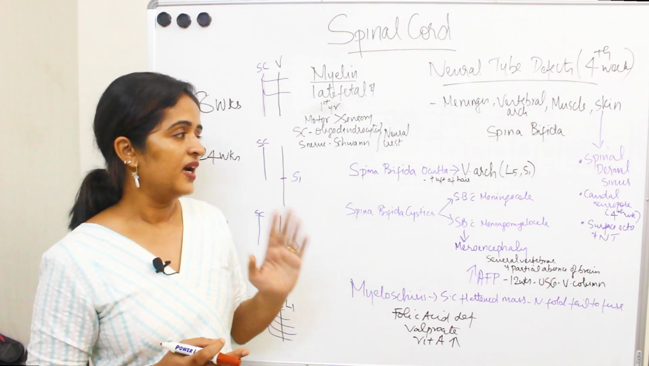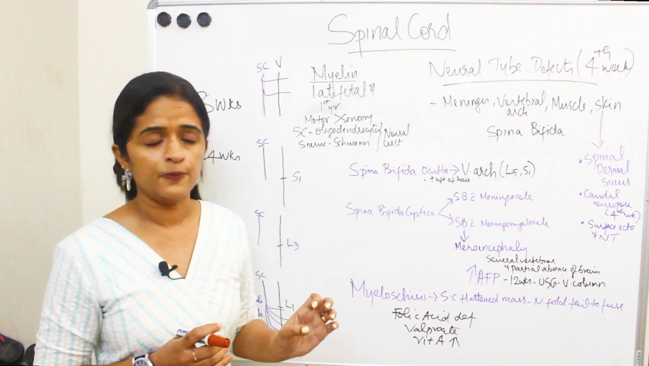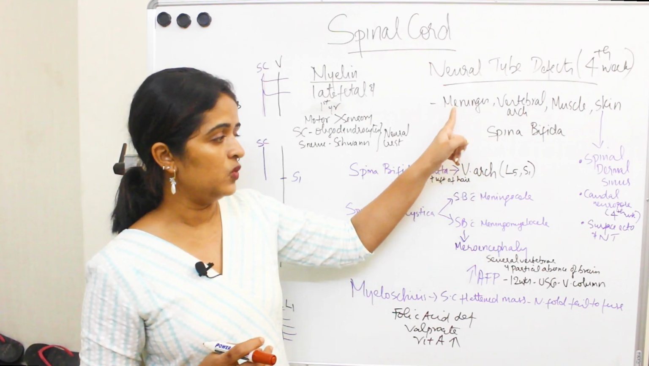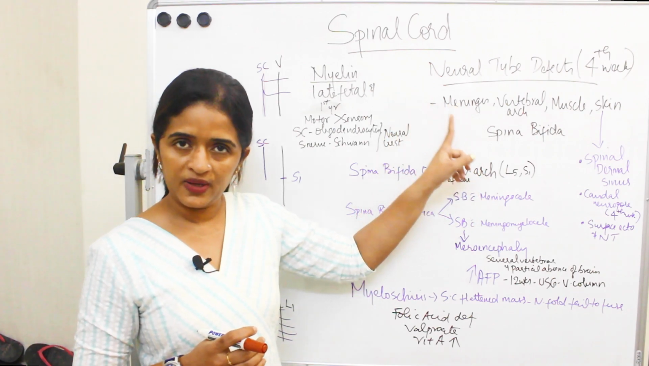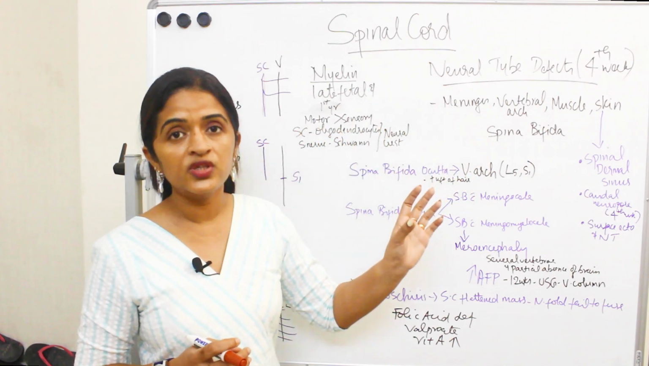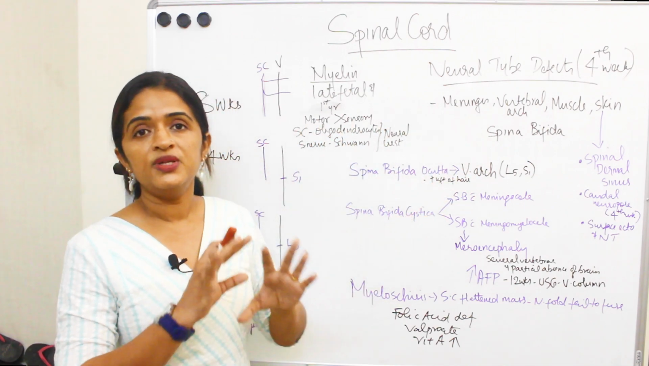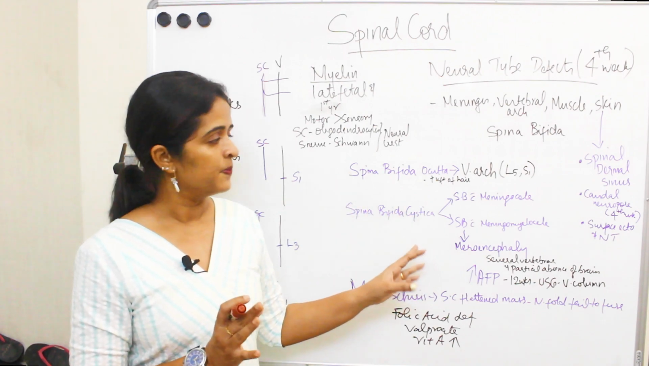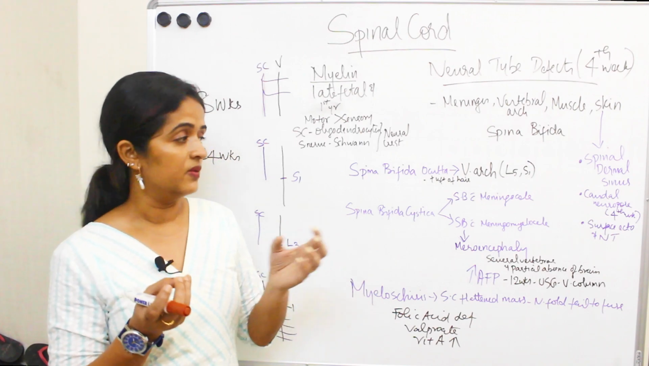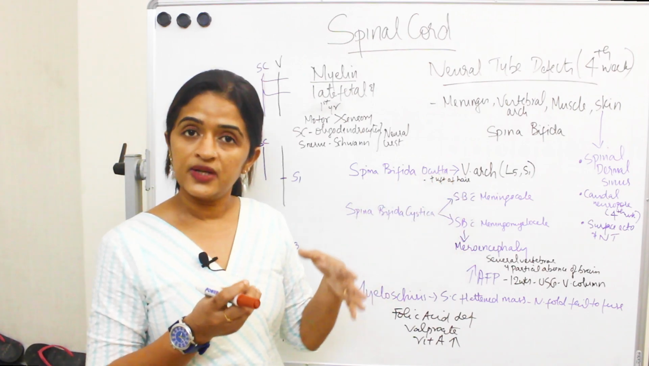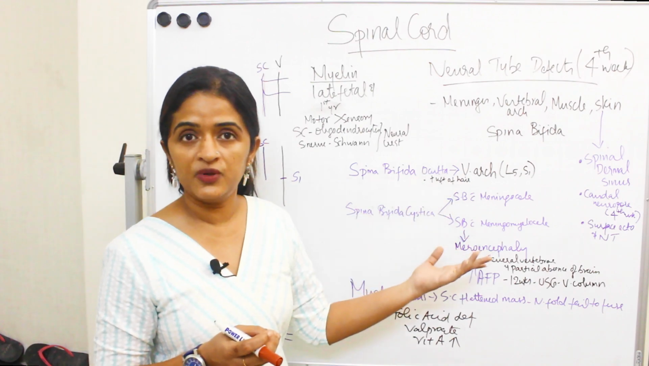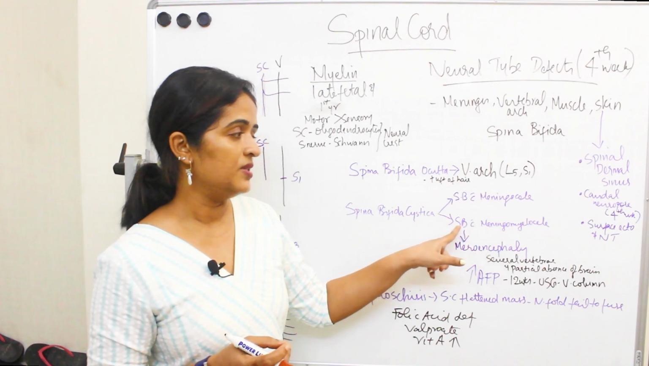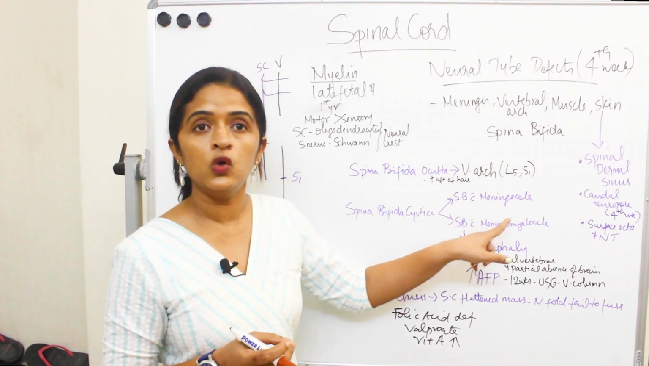The next one is spina bifida cystica. So what do you mean by spina bifida cystica? Apart from the vertebral arch, if you have the meninges or the spinal cord protruding through the vertebral arch, it will be seen as a cyst. So that is known as spina bifida cystica. And according to the involvement of the meninges as well as the spinal cord, it is again subdivided as spina bifida with meningocele, and the other one is spina bifida with meningomyelocele.